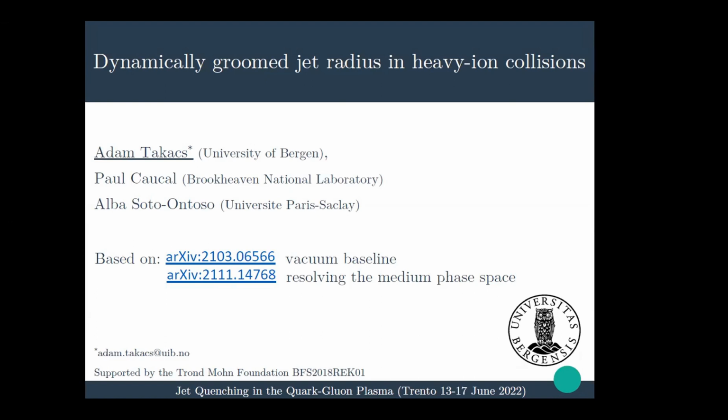Today I'm going to talk about, so I'm a student from Bergen, the student of Conrad. And today I'm going to talk about these recent papers that we wrote with Abba and Paul about dynamical grooming. My talk is going to have two halves. In the first one, I will talk mostly about the vacuum baseline that we calculated first, and then in the next half, I will see how it changes in medium.